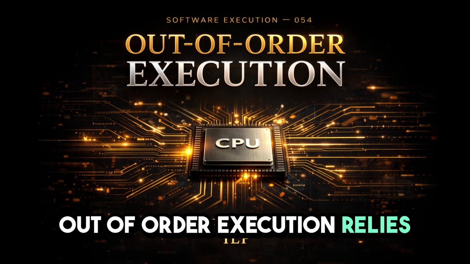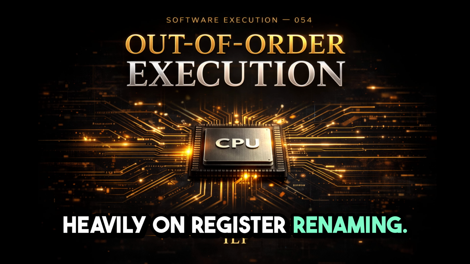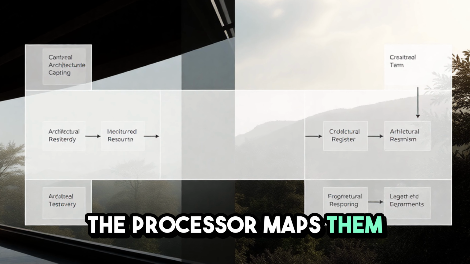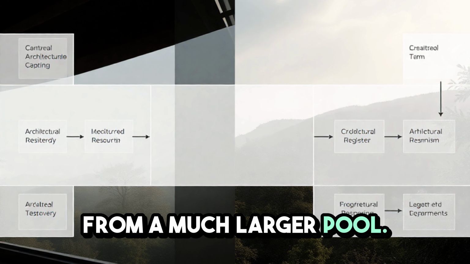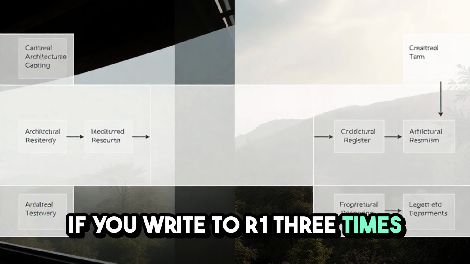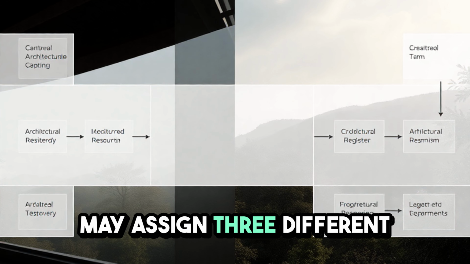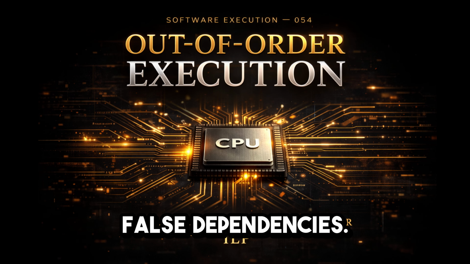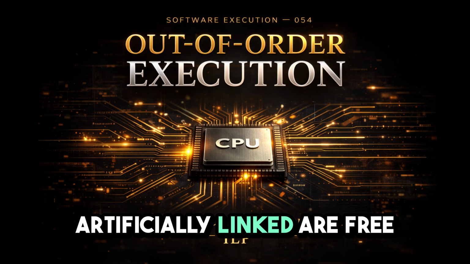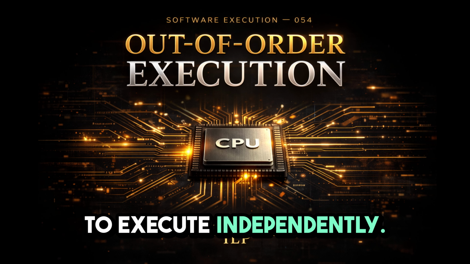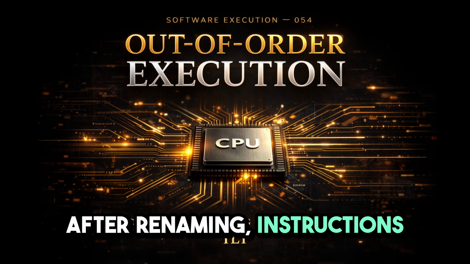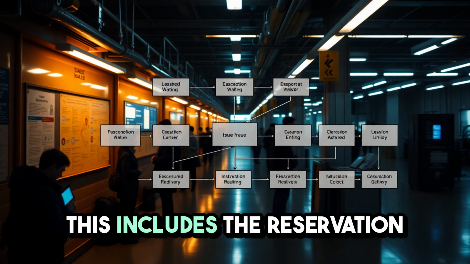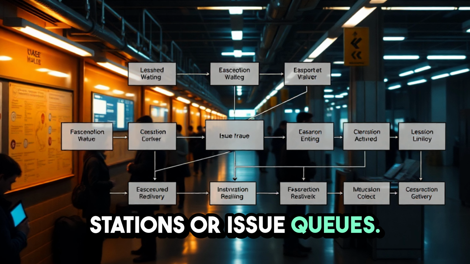Out-of-order execution relies heavily on register renaming. Instead of directly using architectural registers, the processor maps them to physical registers from a much larger pool. If you write to R1 3 times in a row, the processor may assign 3 different physical registers. This eliminates false dependencies. Now, instructions that were artificially linked are free to execute independently. After renaming, instructions are placed into structures that hold them until they are ready. This includes the reservation stations, or issue queues.